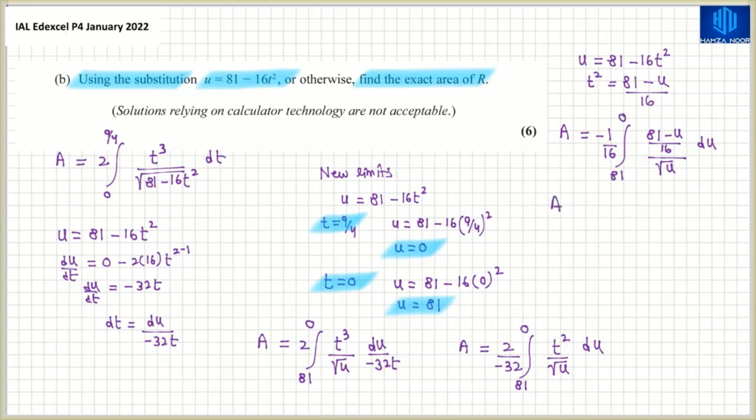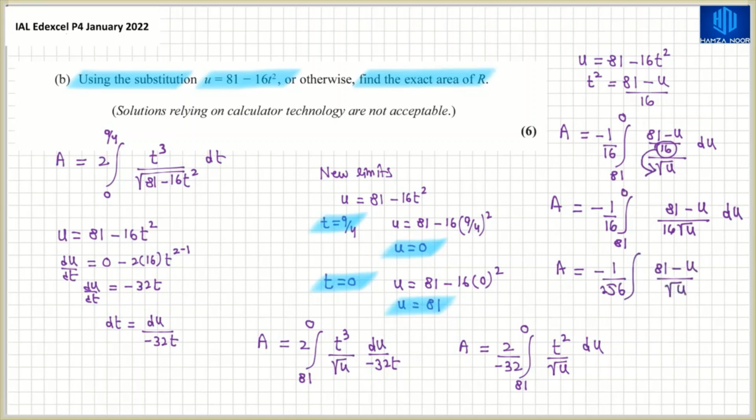So now we can say that area is equals to minus 1 over 16 multiplied by integration of 81 minus u divided by 16 times under root u with respect to u, with upper limit 0, lower limit 81, because this 16 will come in the denominator. So therefore we can say that area is equals to minus 1 over 256 multiplied by the integration of 81 minus u divided by under root u with respect to u, with upper limit 0 and lower limit 81. So far we have achieved this thing.